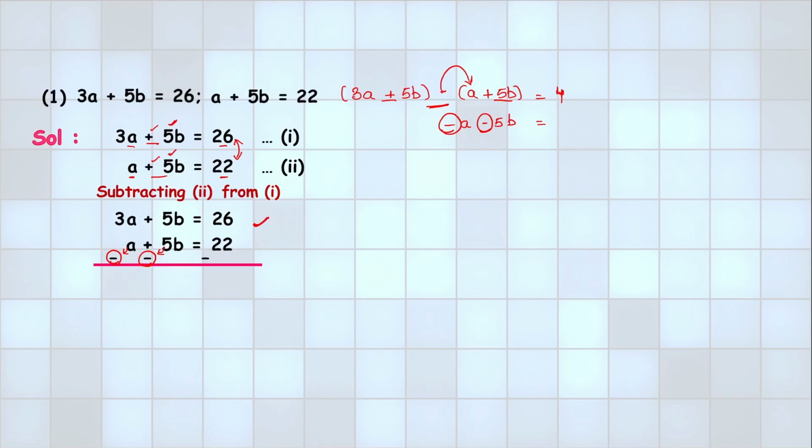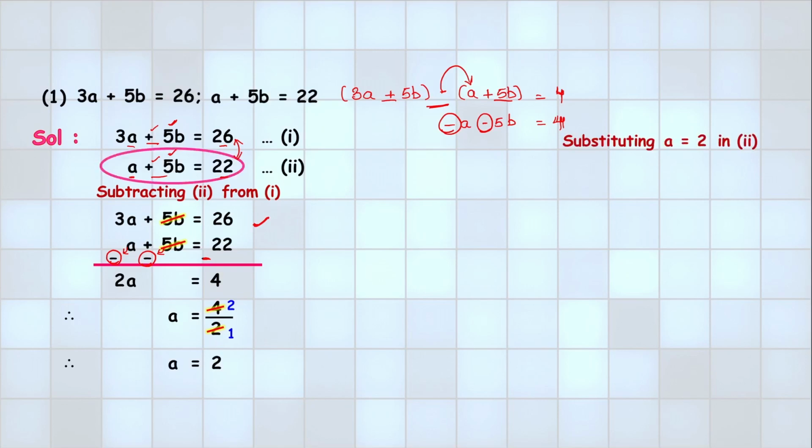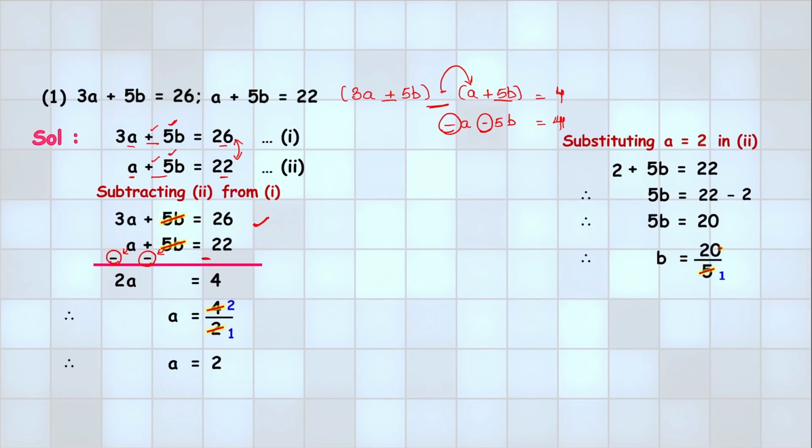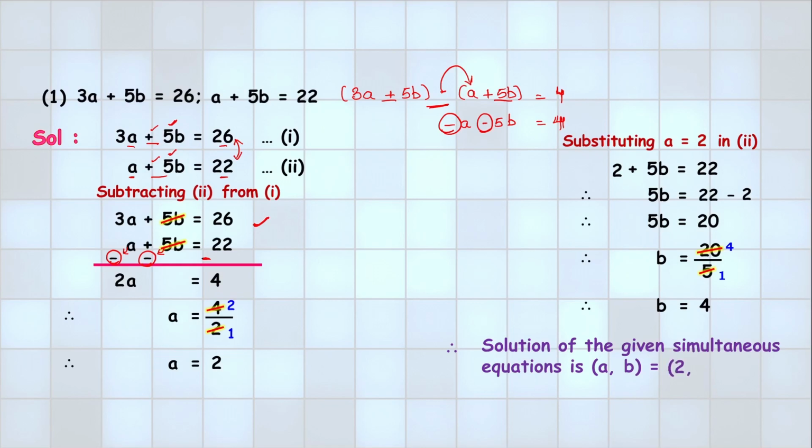So 26 minus 22 turns out to be 4, because you have subtracted RHS from RHS. Plus 5b minus 5b gets cancelled. So 3a minus a is 2a is equal to 4. If 2a is equal to 4, a is equal to 2. Okay, if a is equal to 2, substitute in any one of the equations. I'll put it in equation number 2. So I get 5b is equal to 20. So b is equal to what? 4. Okay, and that's how simple it is to solve such equations. And I get the value of a and b.